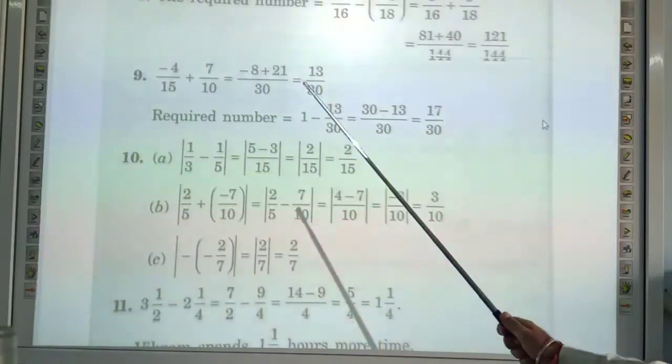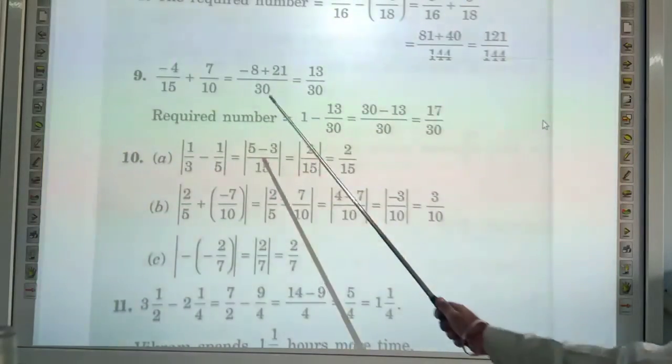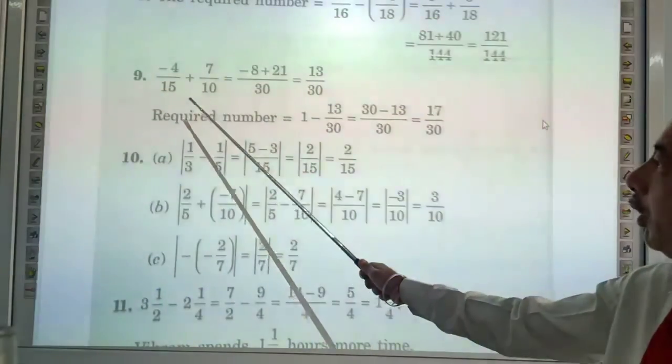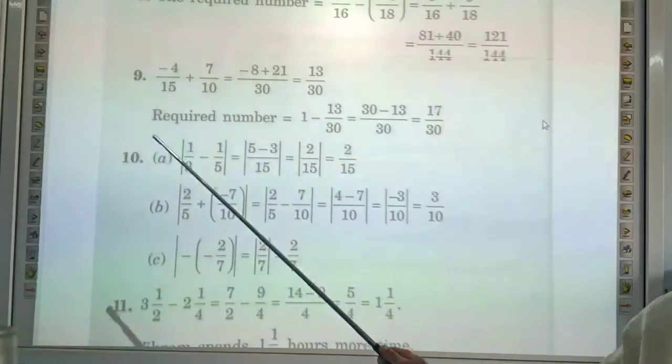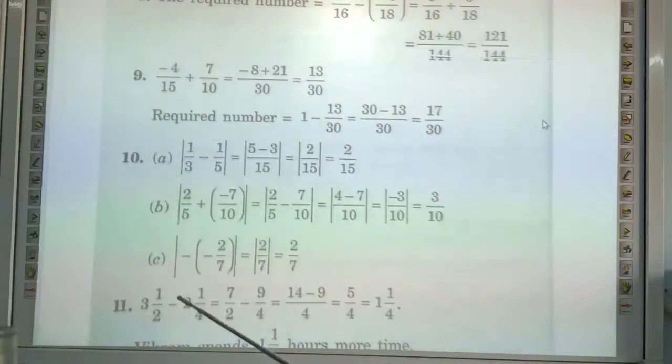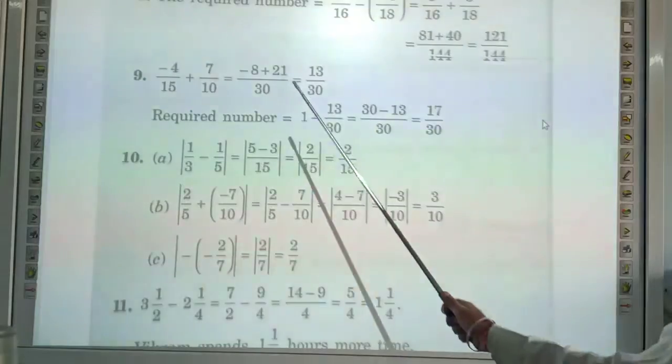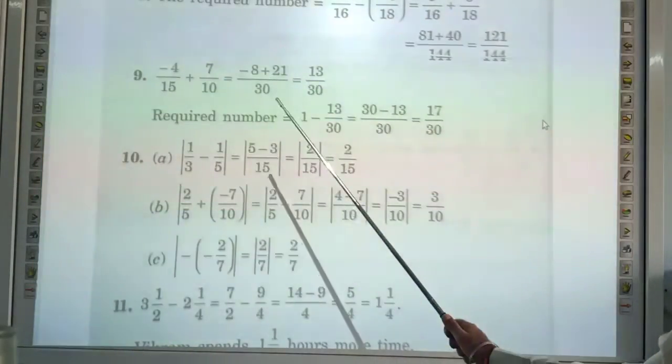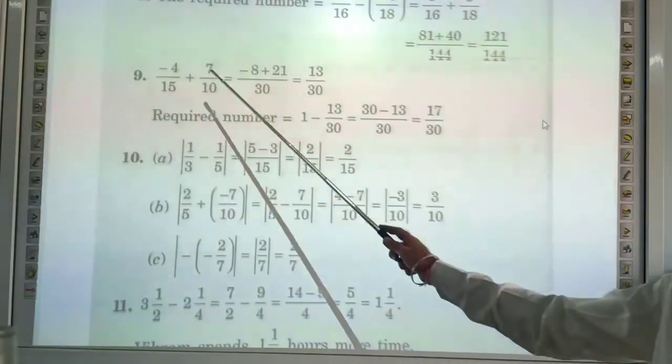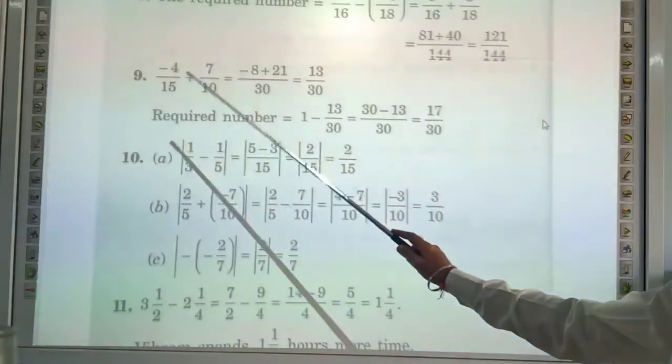Moving to question number 9. Here we have to subtract the sum of minus 5 upon 15 and 7 upon 10 from 1. First we have to find the sum, and then this sum has to be subtracted from 1. Here the sum is calculated in the first step.